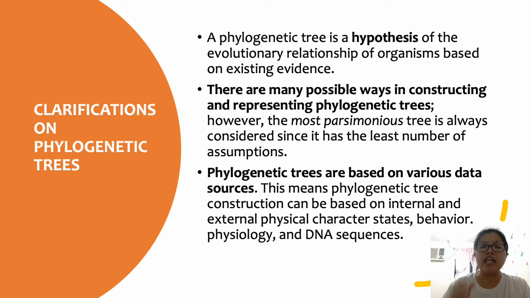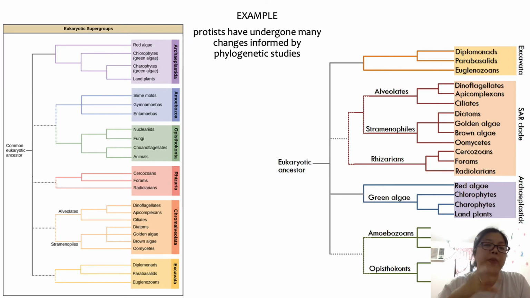Okay? Kasi pwede naman kasing maging homology ang characters, pwede rin maging homology ang genetic sequence. Okay, meron din tayong analogous na genetic sequence. Pag-usapan natin yan later. For example, this is an example of the evolution of phylogenetic trees. The different phylogenetic trees of the protists or the eukarya.